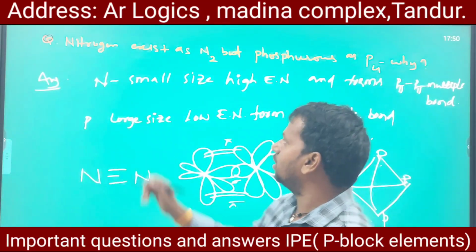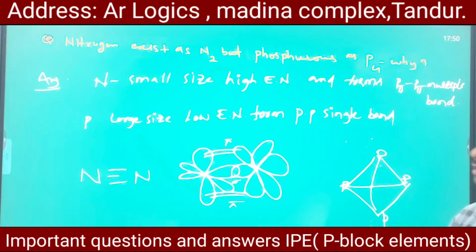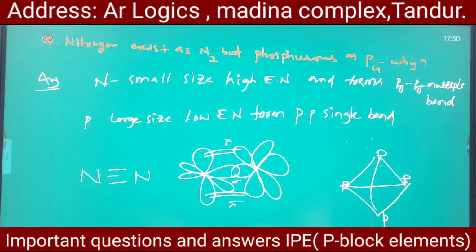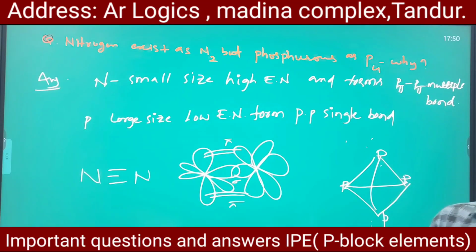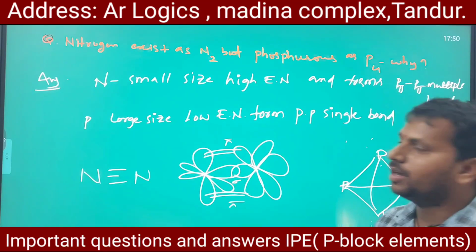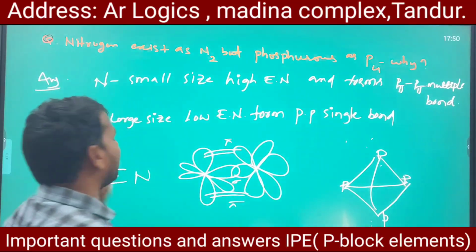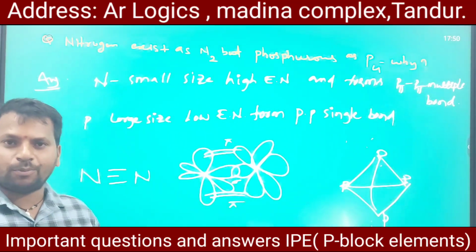Today we are going to discuss 2 marks questions from P block elements. The first question is: nitrogen exists as N2, a diatomic molecule, but phosphorus as P4, a tetra-atomic molecule. Why? Because nitrogen and phosphorus belong to the same group of elements.